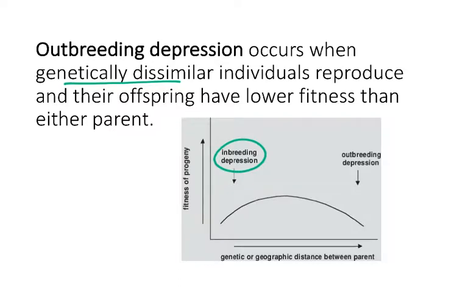So in this hypothetical schematic, we have genetic distance between parents on the x-axis, and the fitness of the progeny, the offspring, on the y-axis. If the parents are too similar, we see low fitness with inbreeding depression, but we also see really low fitness with outbreeding depression if the parents are too dissimilar. So we also want to make sure we're not going too far and moving individuals that are too dissimilar.